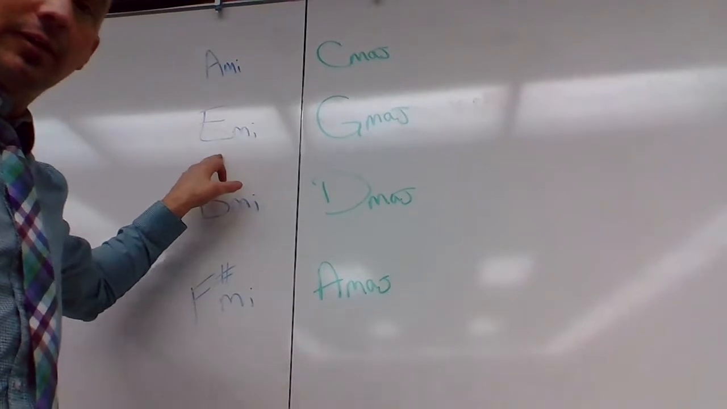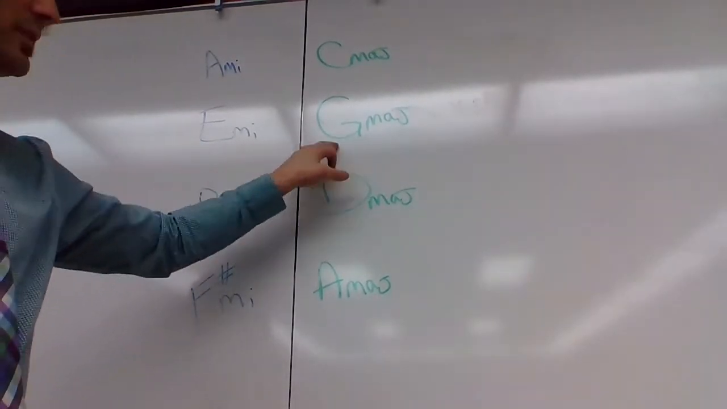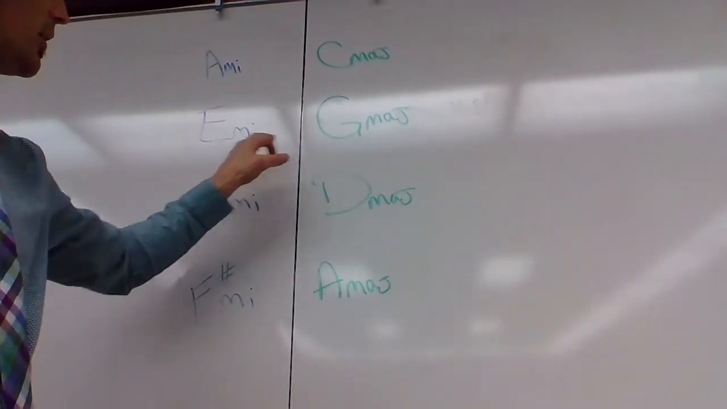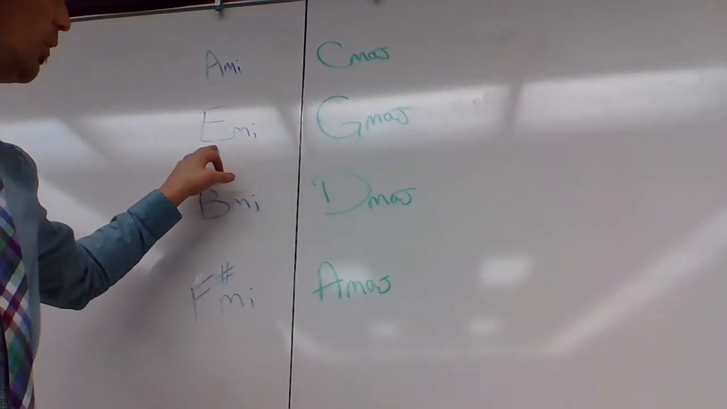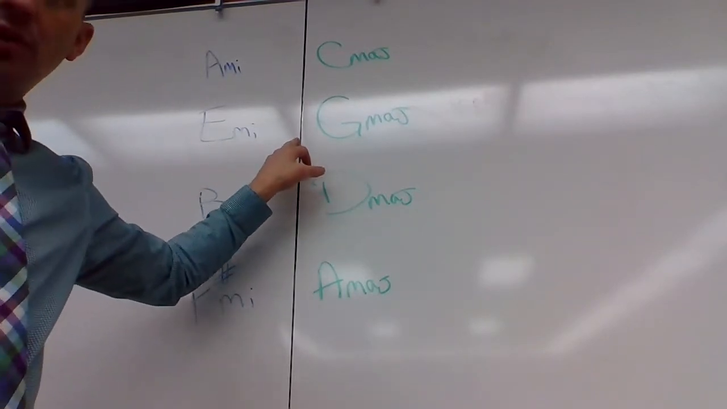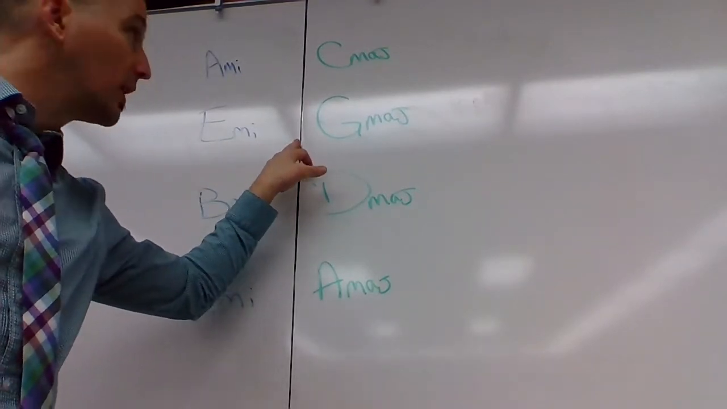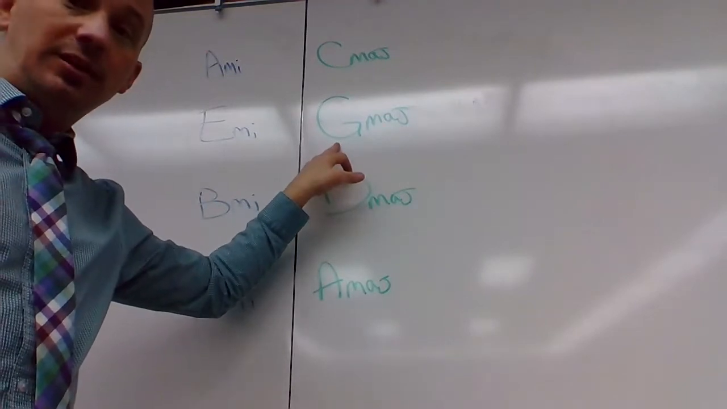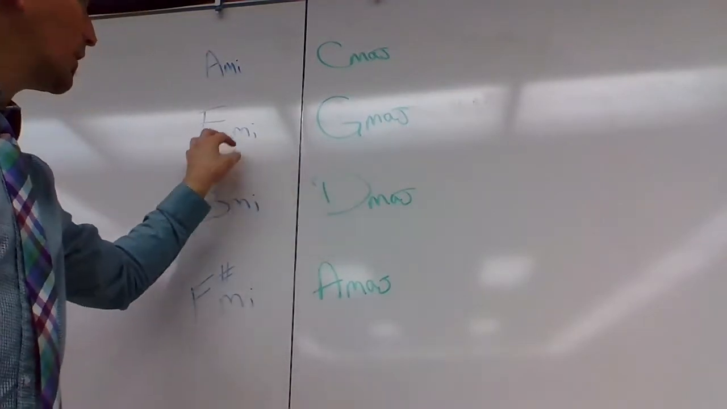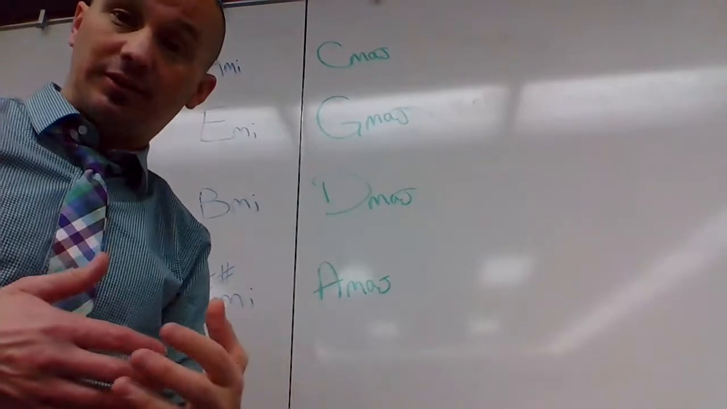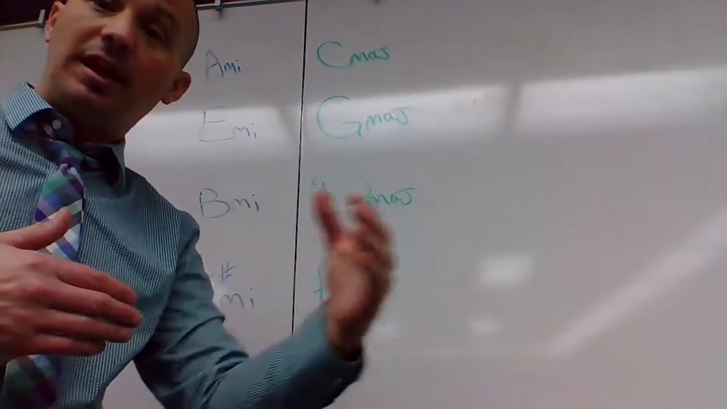This is E, and this is G. So E minor and G major. If we go a whole step up from E, we have F sharp. If we go a half step, we get to G. So E minor and G major share the same key signature, and they are a step and a half apart.